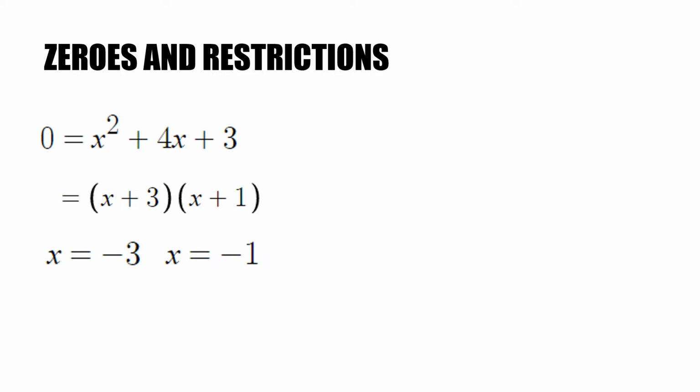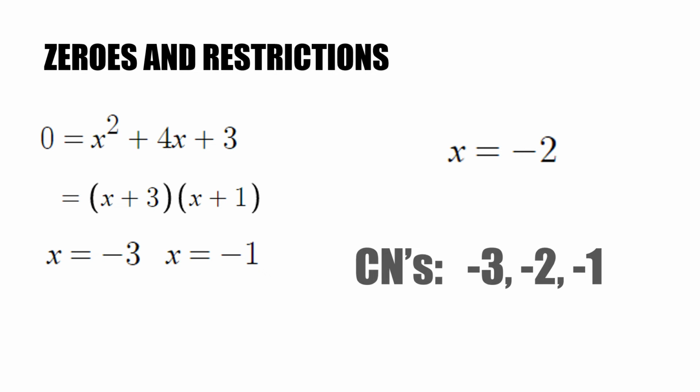As you can see, we've solved for the two zeros, and we find that these are x equals -3 and x equals -1. But based on our synthetic division from earlier and based on our domain, we already know that there is a restriction at x equals -2, and therefore this is also a critical number. So our three critical numbers are -3, -2, and -1.